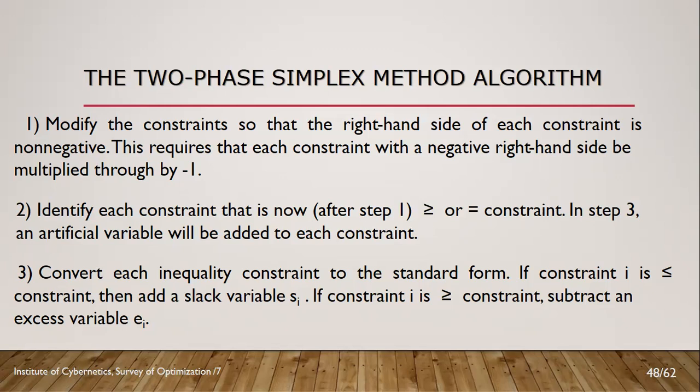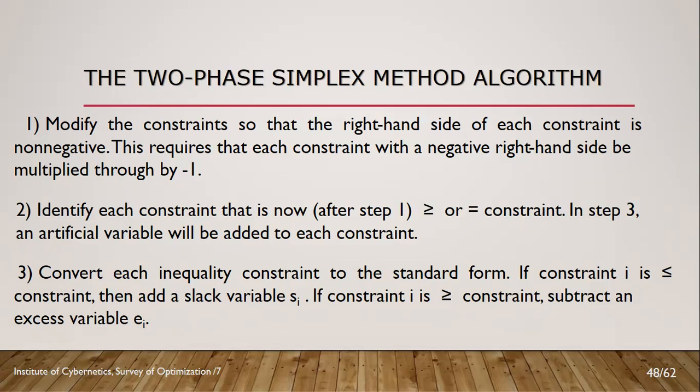The steps which they suggested for this method are the following. Step one, we modify the constraints so that the right-hand side of each constraint is non-negative. This requires that each constraint with a negative right-hand side be multiplied through by -1. We identify each constraint that is now a greater than or equal constraint. In step 3, an artificial variable will be added to each constraint. So convert each inequality constraint to the standard form.